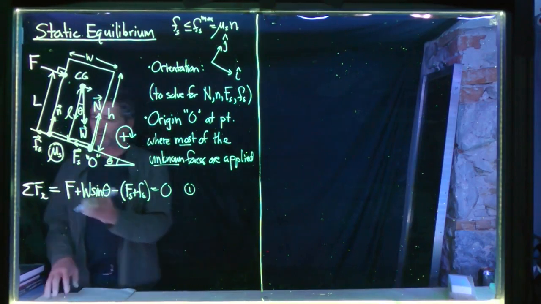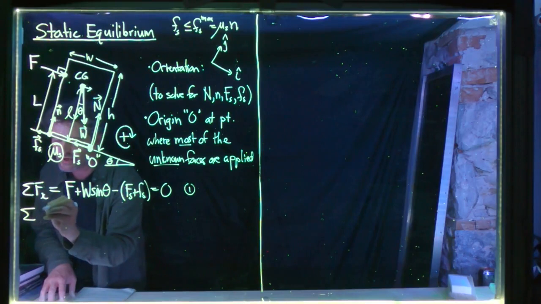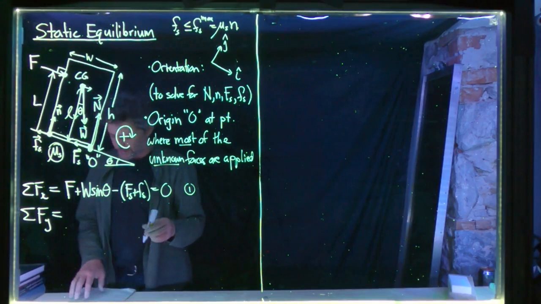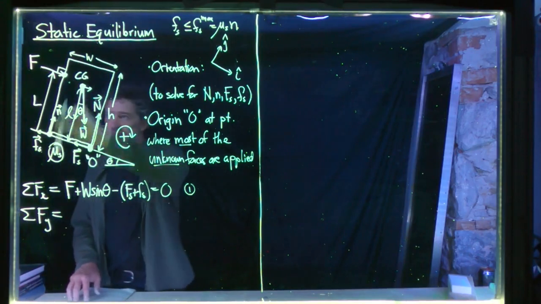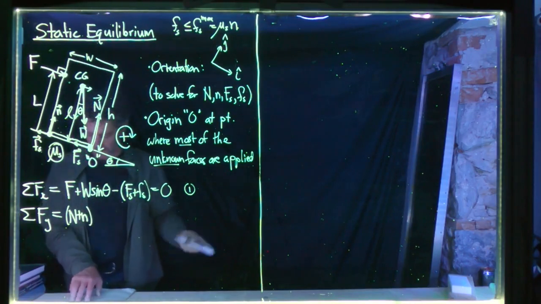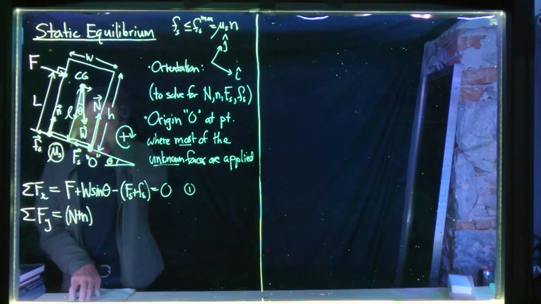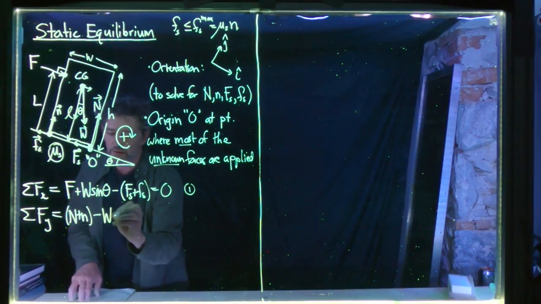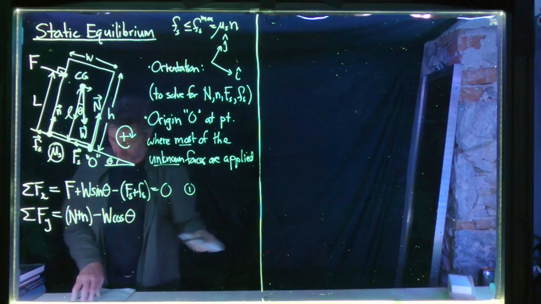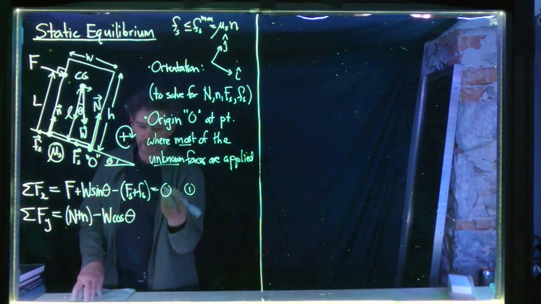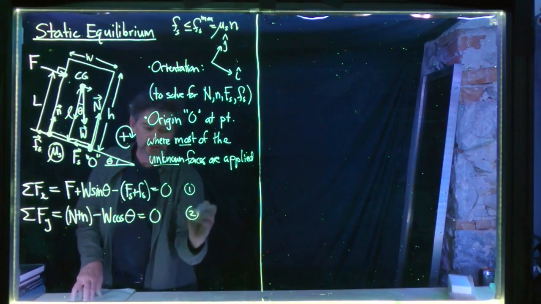Okay, now we look at the y components, so the j hat components of the force, the sum of the forces in the y direction. Well, let's start with the normal forces. There's a capital N and a little n, and those are in the positive direction: capital N plus little n. And then there's a component of the weight that is in the negative y direction, so it's negative the weight times cosine theta. And that's it. The forces of static friction are parallel to the ramp. So that's equal to zero. So that's equation number two.